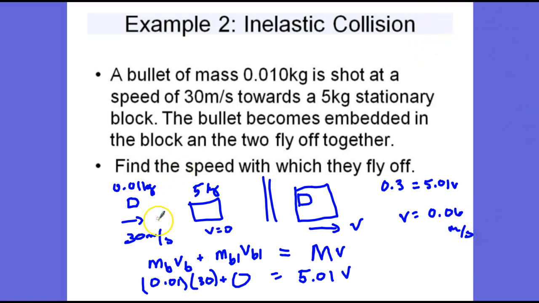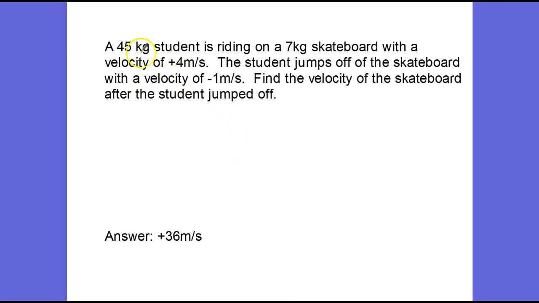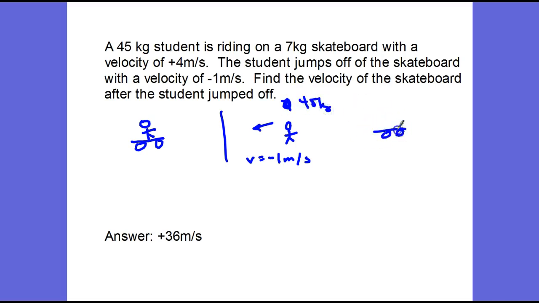Okay, so we've had examples where one thing becomes a couple of things, the cannon and the cannonball, and now we have an example of where a couple of things become one thing. A 45 kilogram student, this is another one where one thing becomes multiple things. The student is riding a skateboard, and then the student jumps off backwards with a velocity of -1 meter per second. The student has a mass of 45 kilograms. And the skateboard goes on its merry way. And the skateboard has a mass of 7 kilograms.